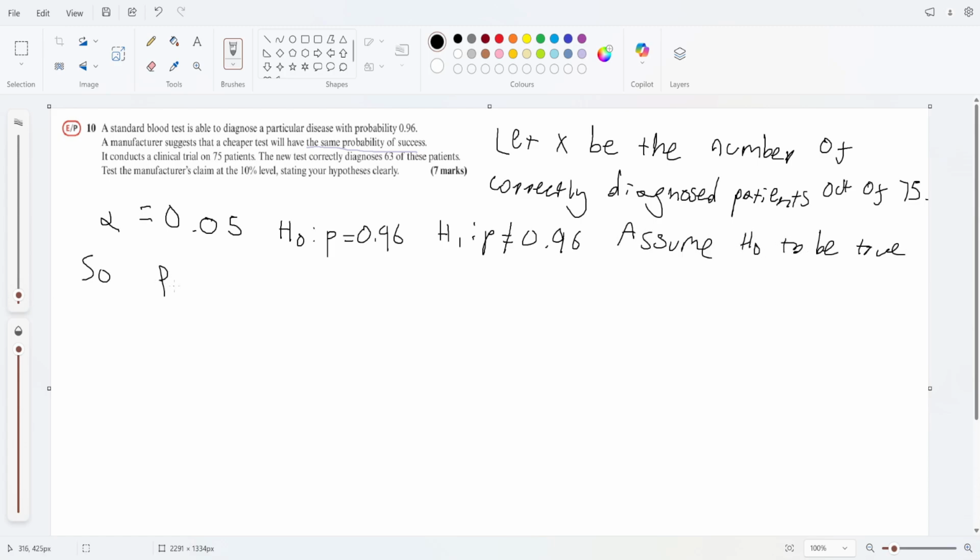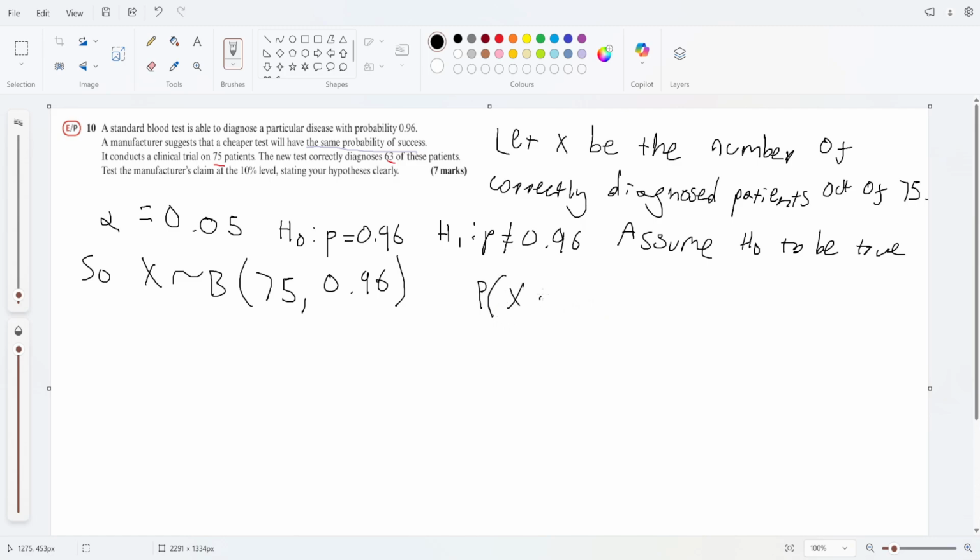So we can set up our binomial distribution now. So X is distributed binomially. It's going to be 75 because 75 patients in the sample, and the probability of success is 0.96. Now, to see what tail we're looking at, we're going to look at our values here. We have 63 and 75. So if I do 63 divided by 75 on my calculator, I'm going to get a value of 0.84, I think, which is less than the 0.96, right? So this is going to be in the lower tail because there's no chance this could be a higher probability than this, right? So let's just check the lower tail.